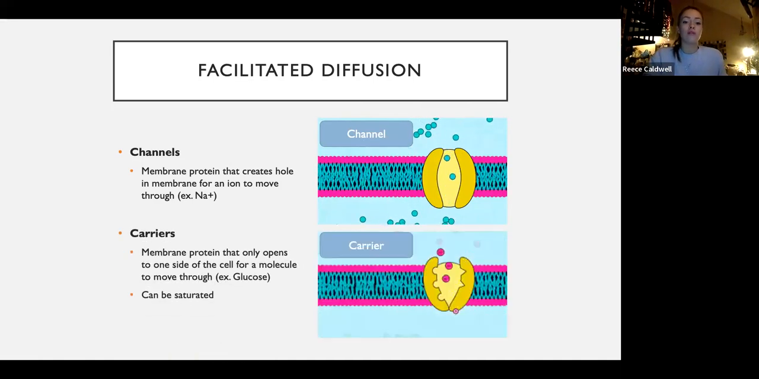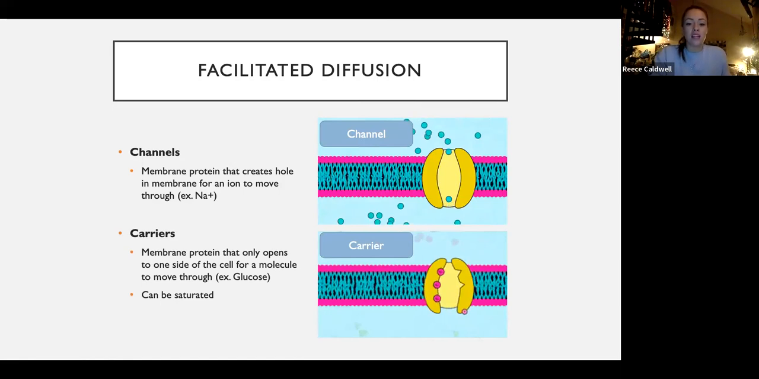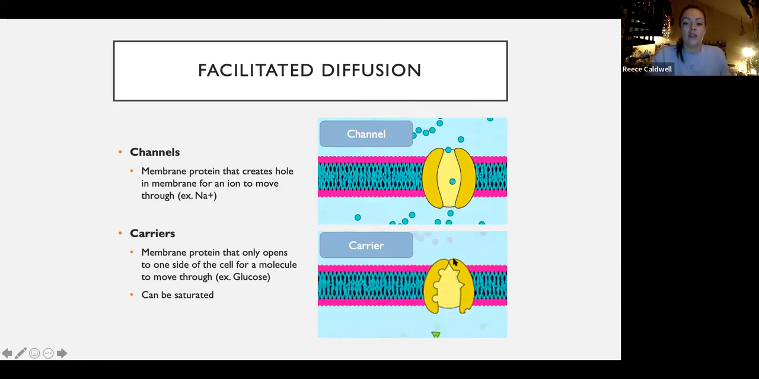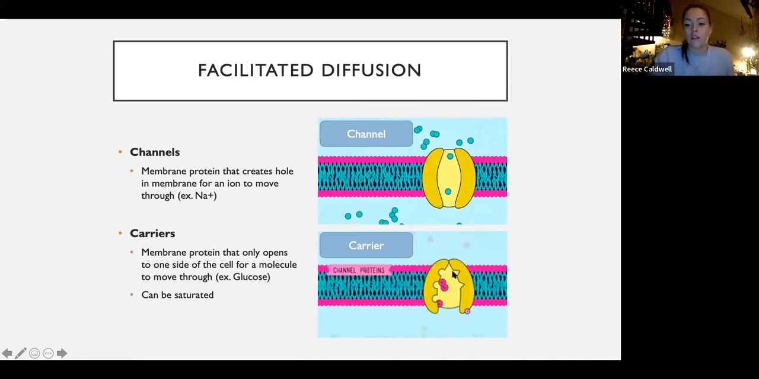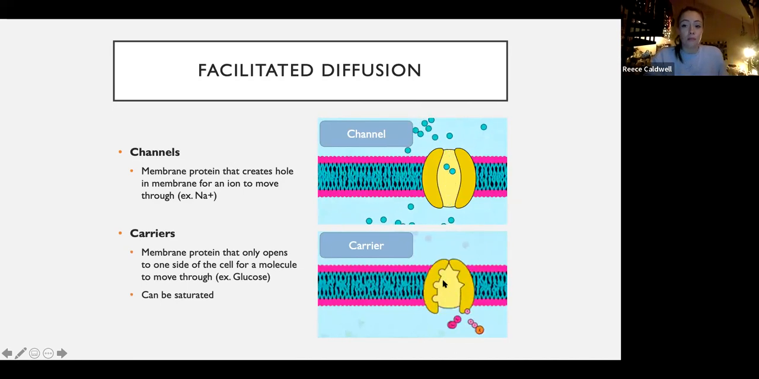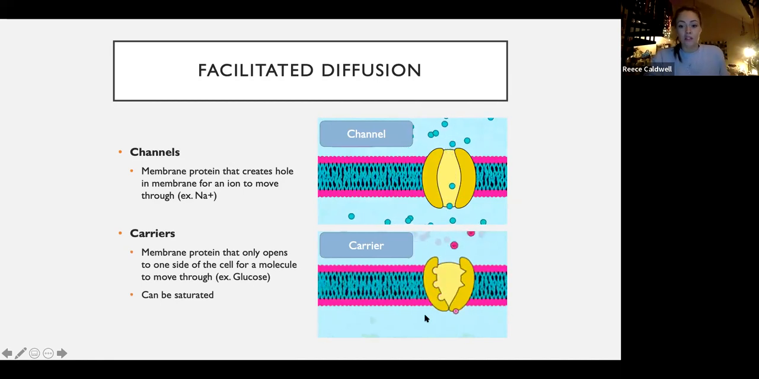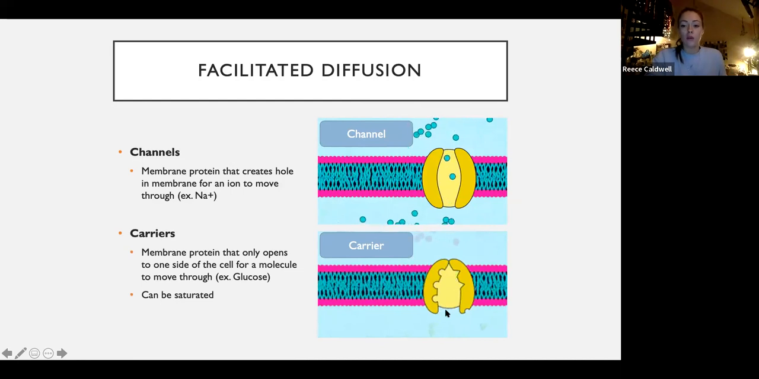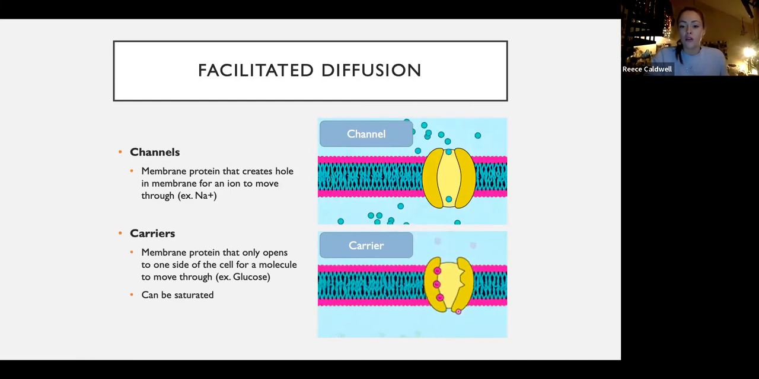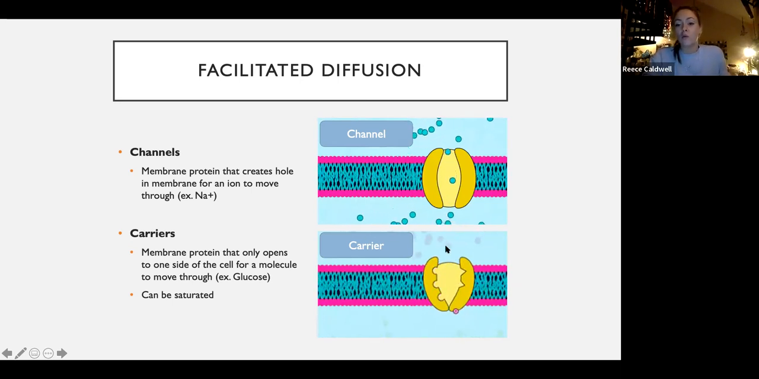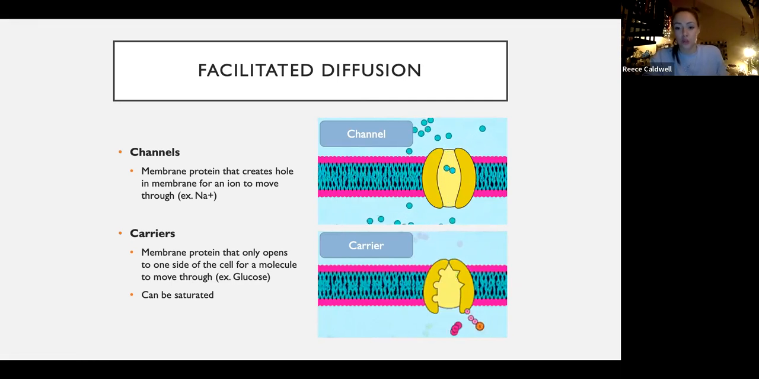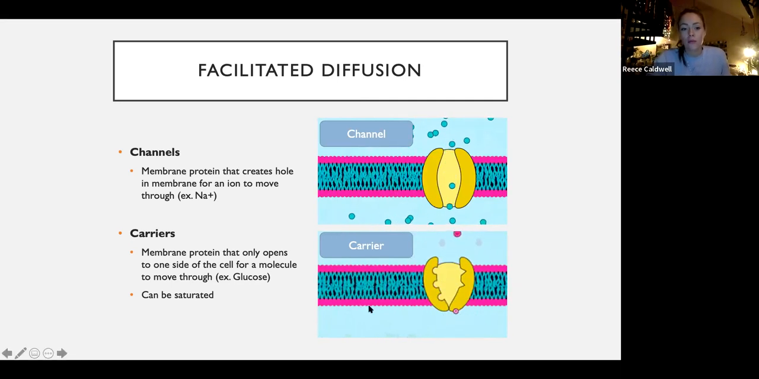Carriers are membrane proteins that only open to one side of the cell for a molecule to move through. So here you can think of glucose. Glucose is on one side of the cell. Glucose is a polar molecule, so it can't just diffuse simply past that membrane. We need some type of carrier to move it through. So what will happen is glucose will saturate this carrier. Once saturated, that carrier will open to the other side of the cell and glucose will be able to pass through. So that's important to remember.